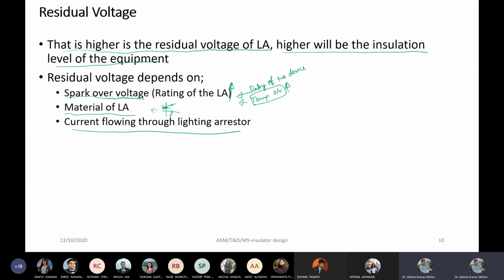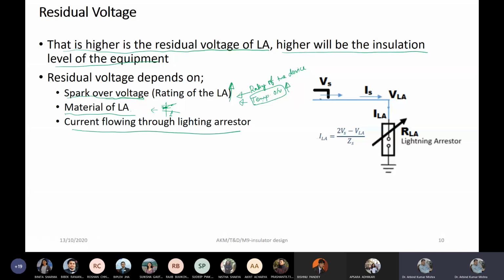But if the difference between these two is much higher, then the aim whatever is set here is less matched, right? So how much current flows through the lightning arrestor? If we consider that this is the traveling wave along the line due to the lightning, when this traveling wave reaches the lightning arrestor, then the current flowing through it depends upon the resistance of this and how much current.